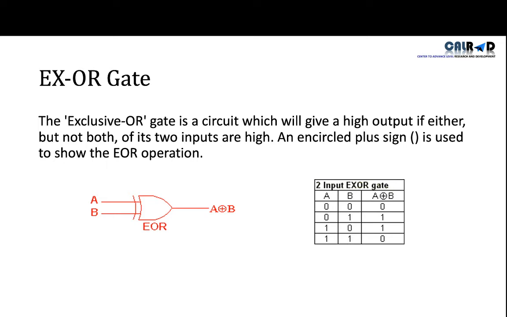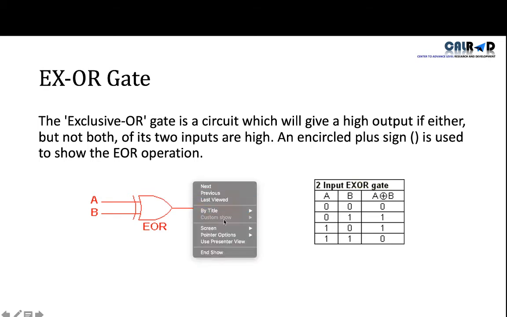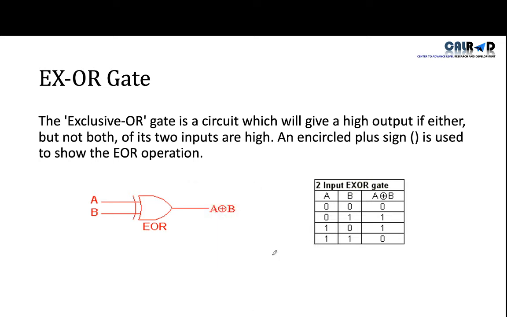An encircled plus sign is used to show the exclusive OR gate. Okay, what happened in the exclusive OR gate? Actually, in the exclusive OR gate, it gives one output if either of its two inputs is high, but not both.